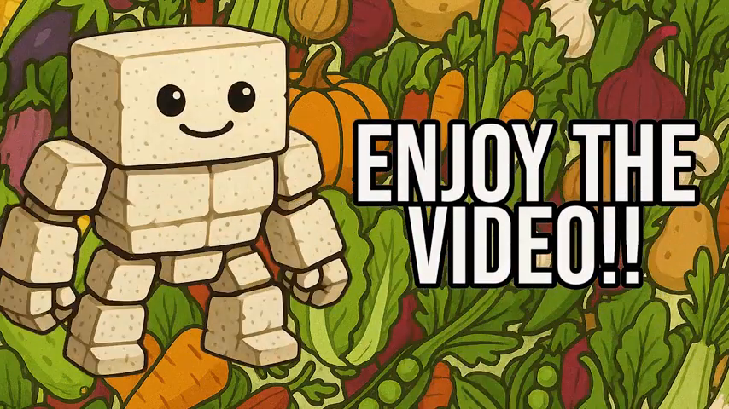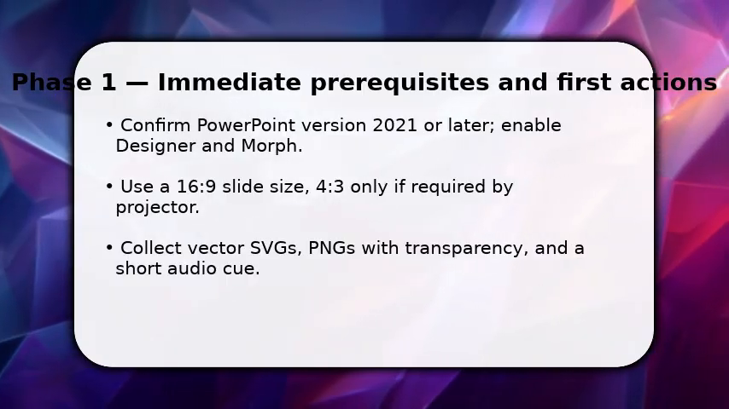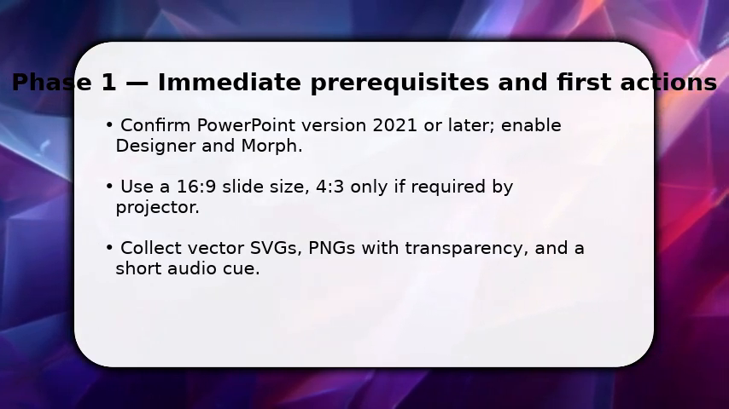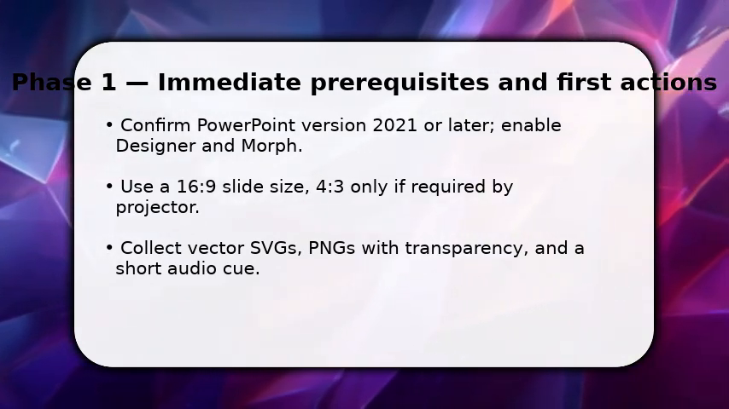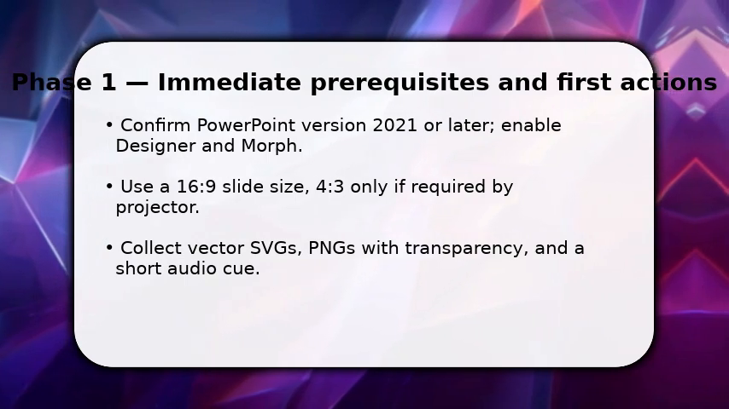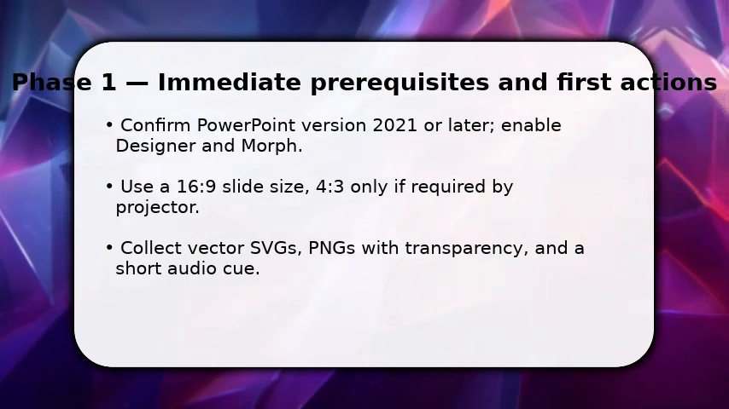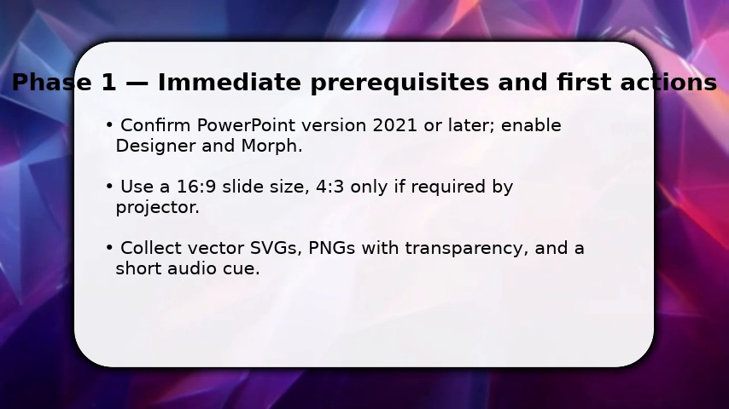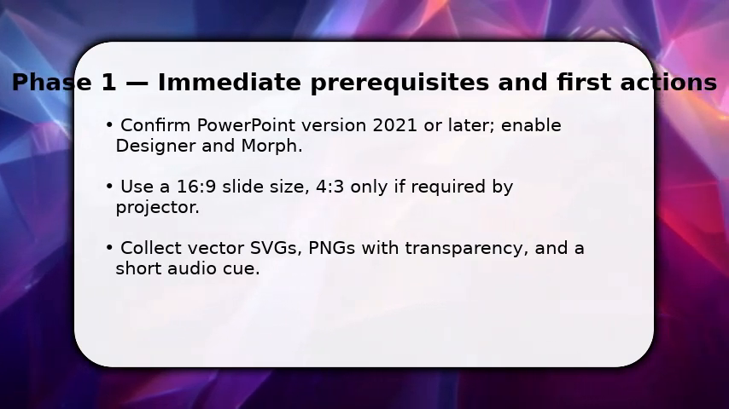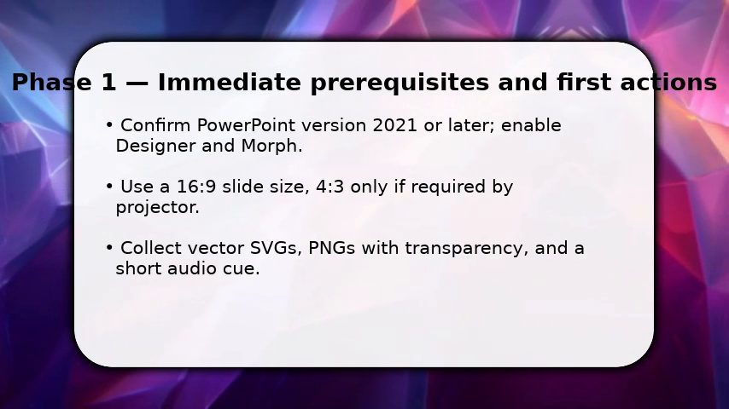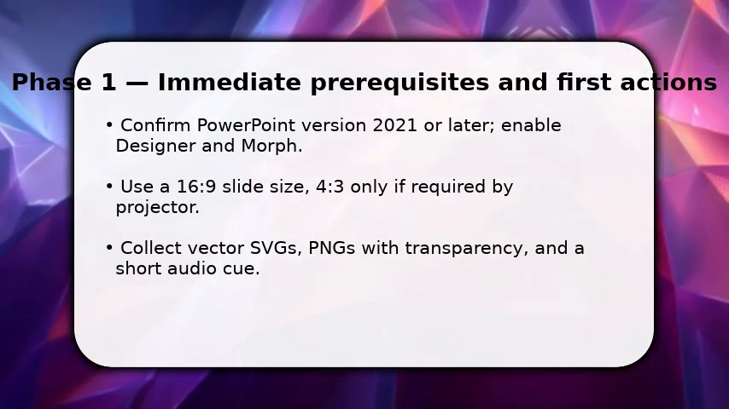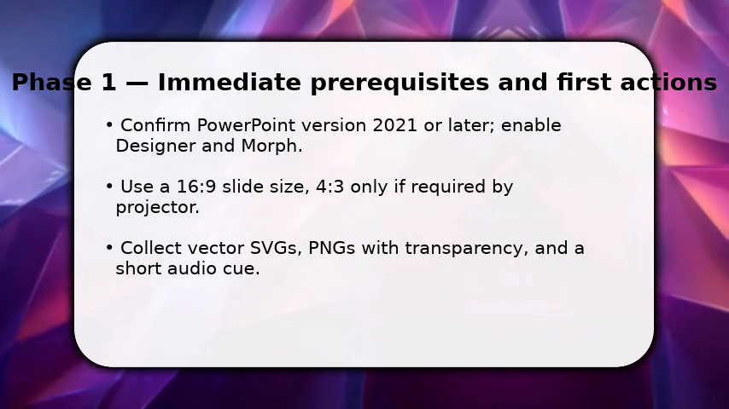Please enjoy the video. You begin by preparing what matters most: files, layout, and a clear goal. Open PowerPoint, set the slide size to 16:9, and import SVGs for smooth scaling. Once done, enable Morph and Animation Pane. These tools save time. Create a simple master slide for consistent placement and place your main objects in rough order.